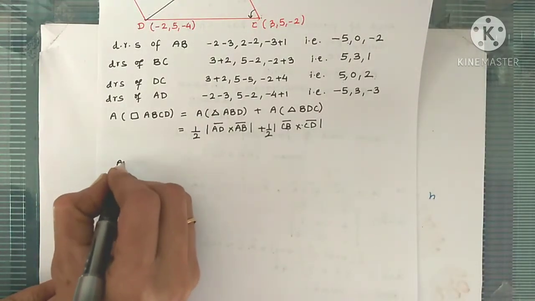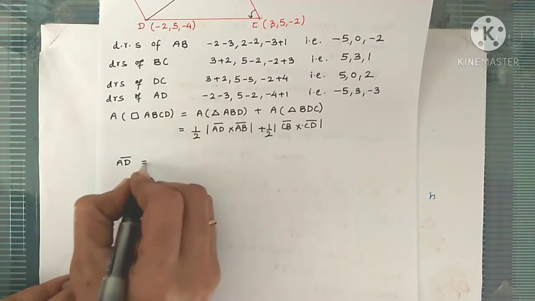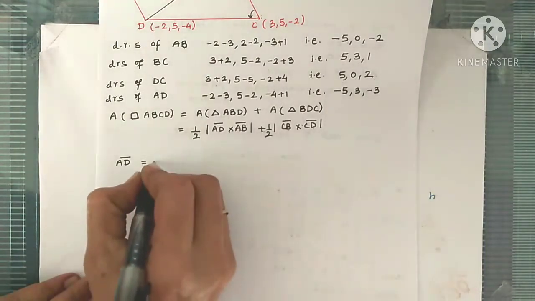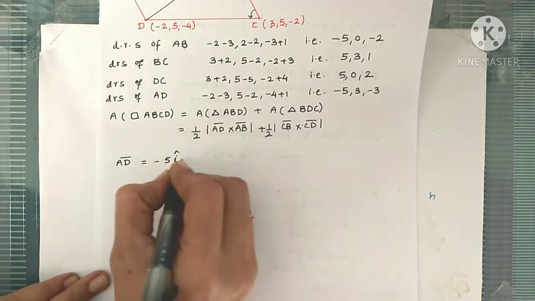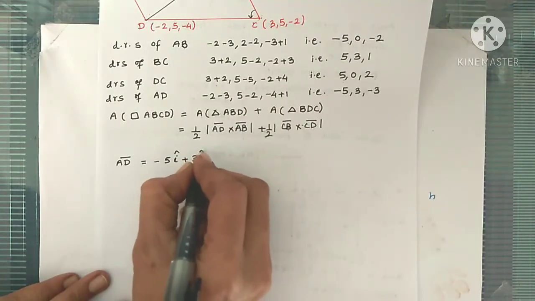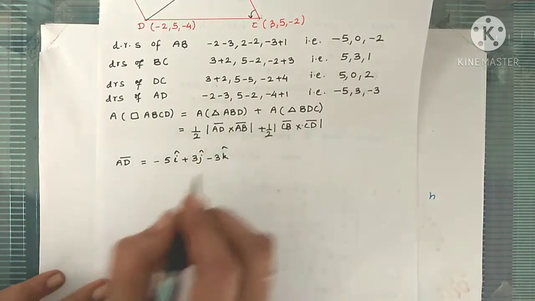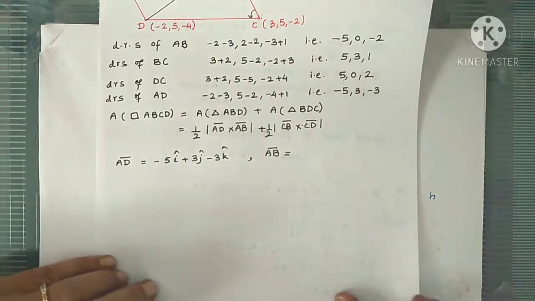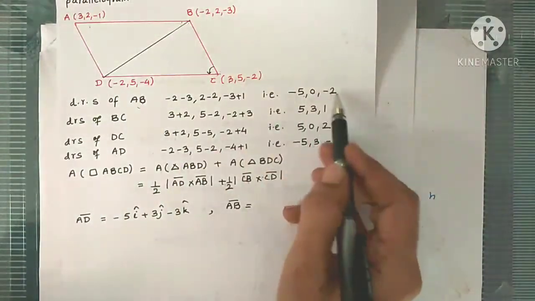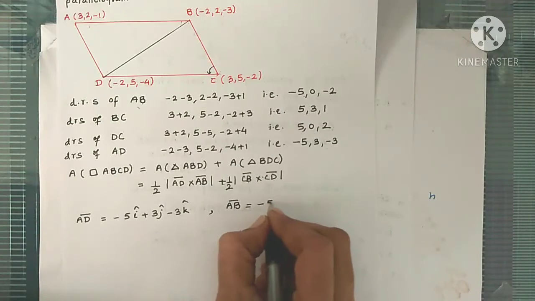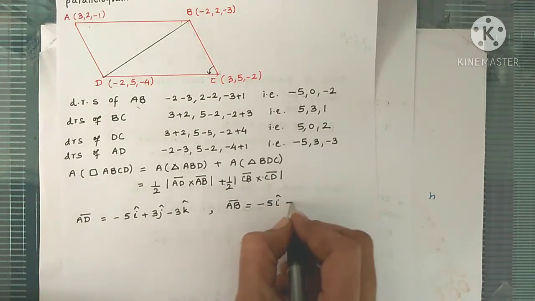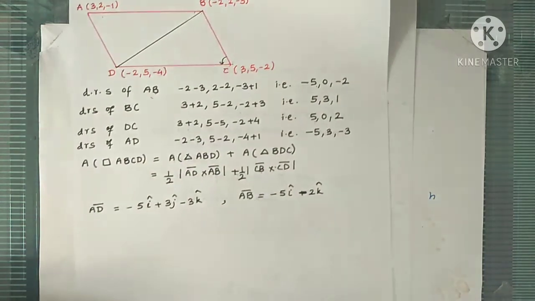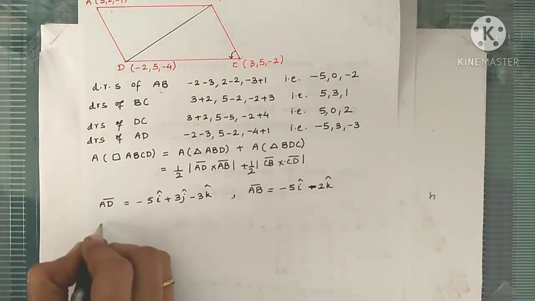AD bar is D bar minus A bar. Here we have the direction ratios of AD, so it is D bar minus A bar only. So AD bar is minus 5 i cap plus 3 j cap minus 3 k cap. AB bar, we have the direction ratios of AB bar also, those are minus 5, 0, minus 2. So we have AB bar as minus 5 i cap plus 0 j cap minus 2 k cap. So we have AD bar and AB bar. Next one is CB bar.